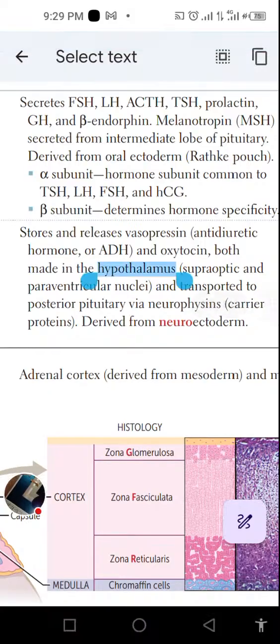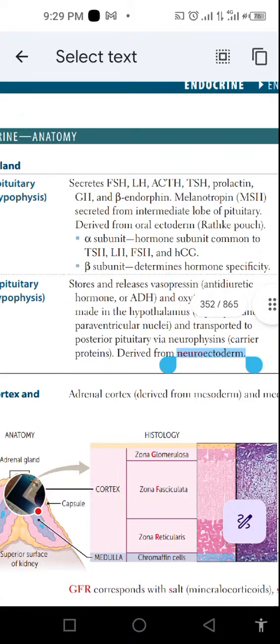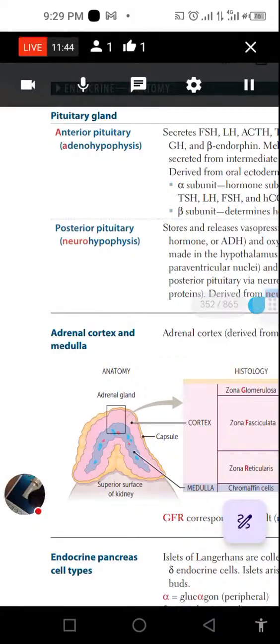It is made in the hypothalamus from the supraoptic and paraventricular nuclei, and transported into the posterior pituitary gland via the neurohypophysis. The carrier protein is neurophysin, and this is derived from the neuroectoderm. The anterior part is derived from oral ectoderm, and this is derived from neuroectoderm. Oral ectoderm has different derivatives, and neuroectoderm has different derivatives. So this is a very important point to memorize and remember as well.